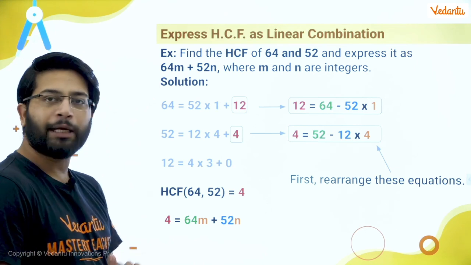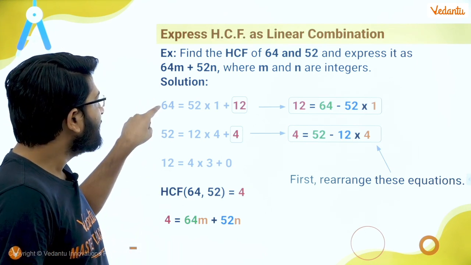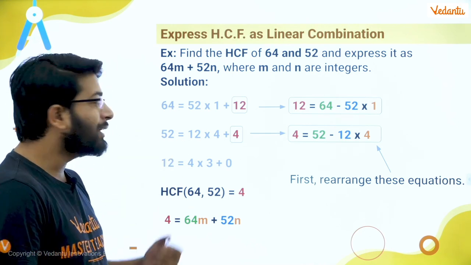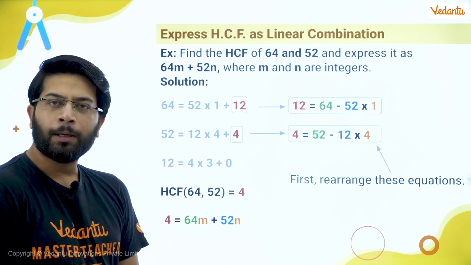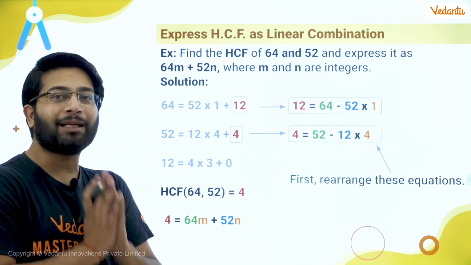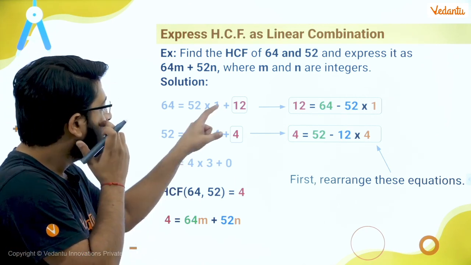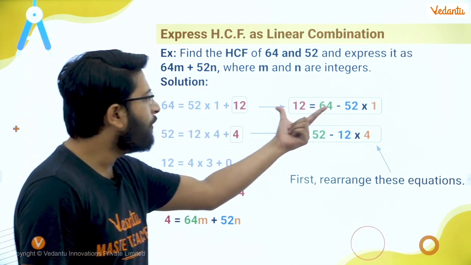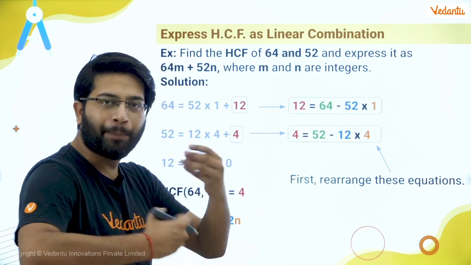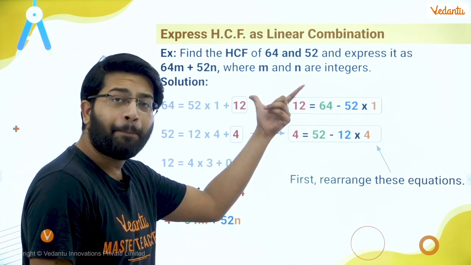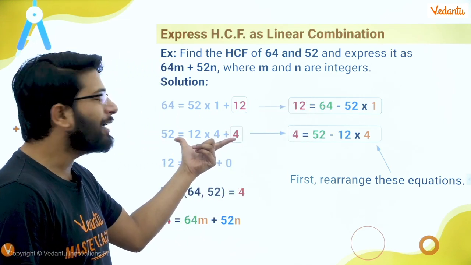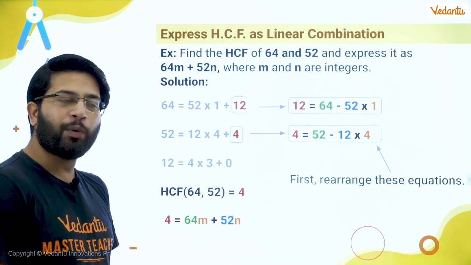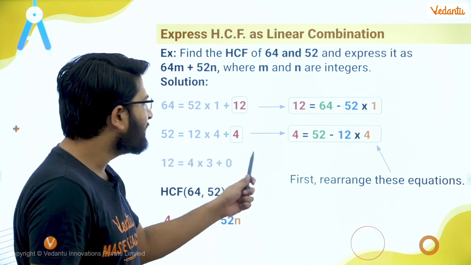Now look at the first two equations. In the first equation, 64 and 52 are in one equation, whereas in the second equation, 52 and 4 are in one equation. But all these three numbers are not in the same equation. So what to do, children? Very simple. From the first equation, we will find the value of 12 in terms of 64 and 52 by simple rearranging. Then we will replace this value of 12 in the second equation. That's it. Let me show you how.